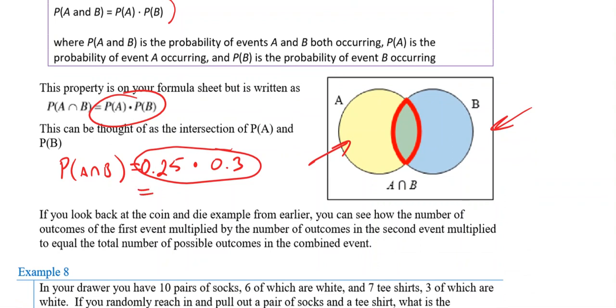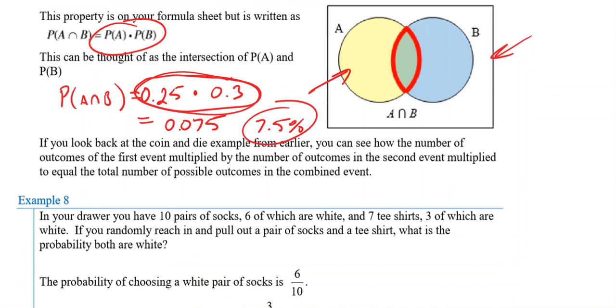Here, just for example, let's do that. 0.25 times 0.3, we get 0.075, which is like 7.5%, right? So the probability of both of those things happening together ends up being a smaller probability, which is what you would expect, right? Let's do some examples though.